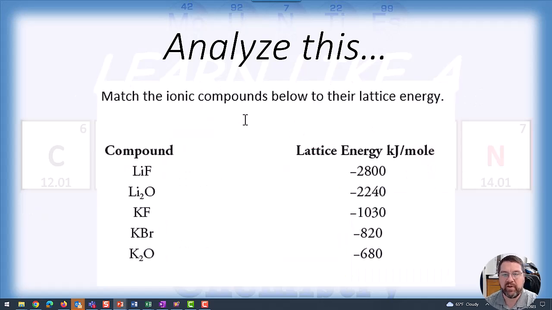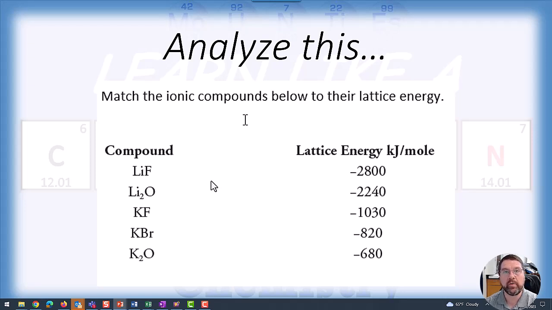So here we have a list of different ionic compounds and a list of lattice energies, and our job is to determine which compound is going to match with which lattice energy. So we know that the highest lattice energies are going to be associated with ionic compounds that tend to have higher charge combinations and smaller ions.